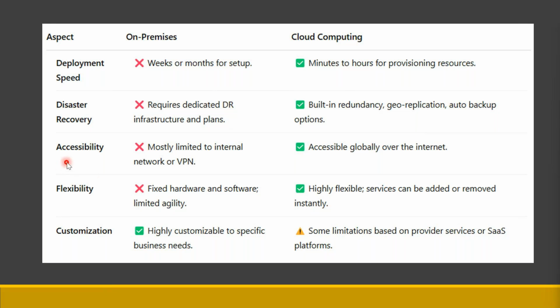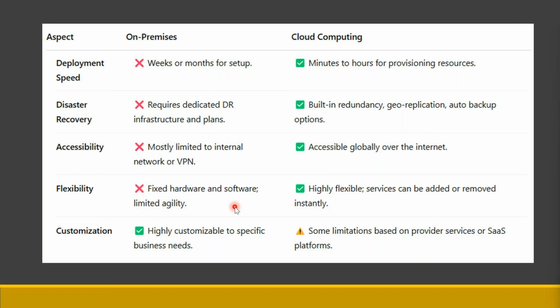And accessibility, cloud computing resources are accessible globally, whereas on premise is limited to certain networks where they have the access. Flexibility, it is flexible when it comes to cloud computing. Here, once we establish a physical location, whatever infrastructure we build over there will be a fixed infrastructure. So it is not a flexible one.